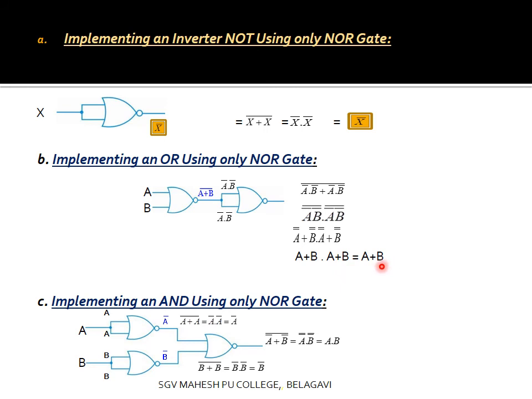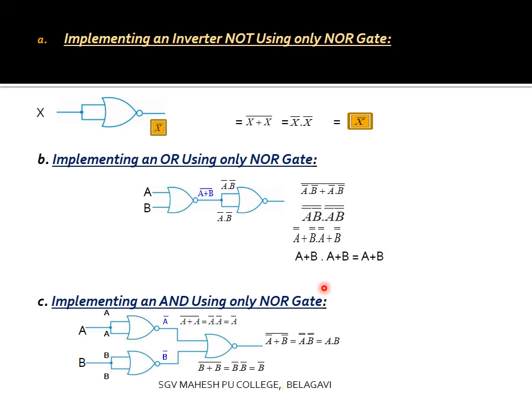So what did we get as the output? It's A plus B. What is A plus B? It's an OR gate. My input was A and B, I got output A plus B, which is an OR gate. If you look at the diagram, we represented an OR gate in terms of NOR gates.